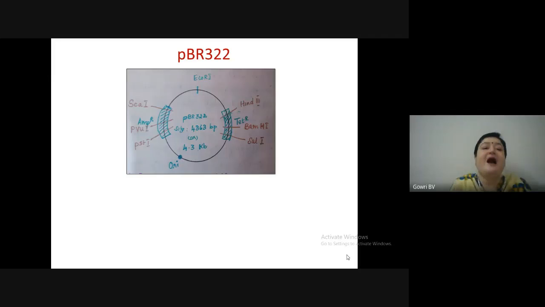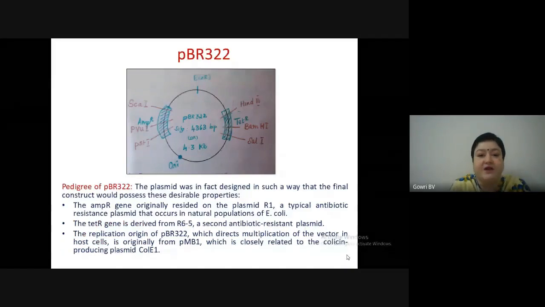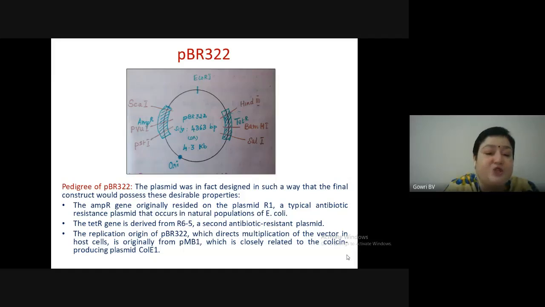Regarding the pedigree of pBR322, how was it constructed, or where are these fragments taken from? The plasmid was in fact designed in such a way that the final construct would possess these desirable properties. The ampicillin resistance gene originally resided on the plasmid R1 from Escherichia coli. So the R1 plasmid is a typical antibiotic resistance plasmid which is present in natural populations of Escherichia coli. So the ampicillin resistance gene, which is on the left hand side of pBR322 as you see in the picture, is from a typical antibiotic resistance plasmid in the natural populations of Escherichia coli.